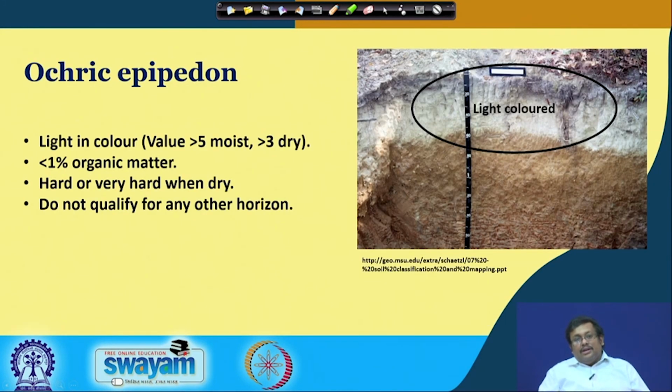Third one is ochric. Now, remember that this ochric epipedon is light in color, and it contains less than 1% of organic matter. Obviously, when there is high organic matter, it will be dark in color. It is hard or very hard when dry, and it does not qualify for any other horizon. So, this is why it is called ochric epipedon.